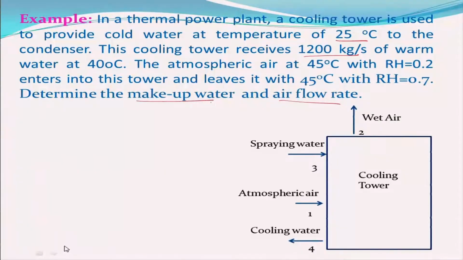So if you look at what is given here, T1 is given as 45 degrees Celsius, and RH1 is 0.2. And the cooling tower receives 1200 kg of water; these are the three given quantities.